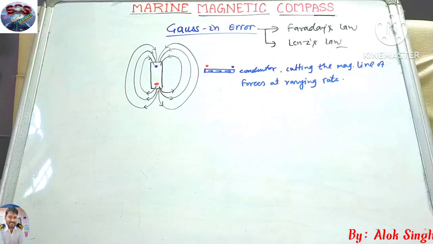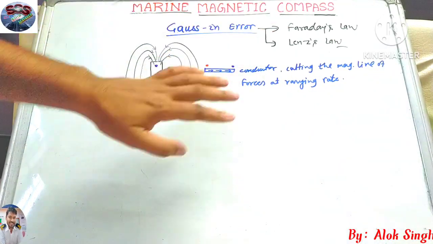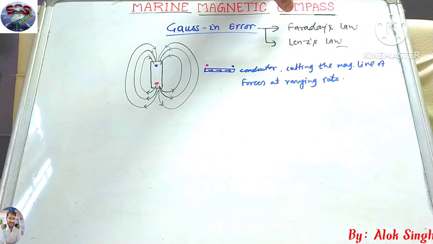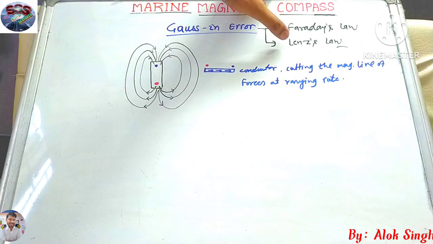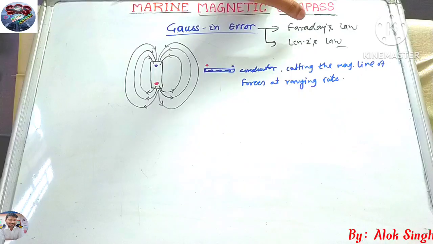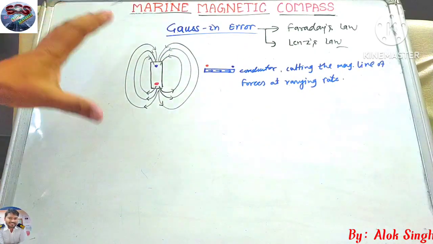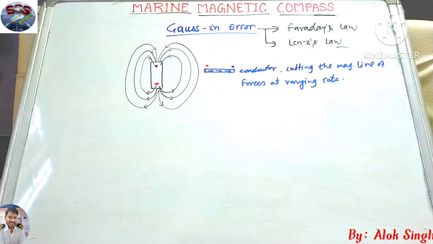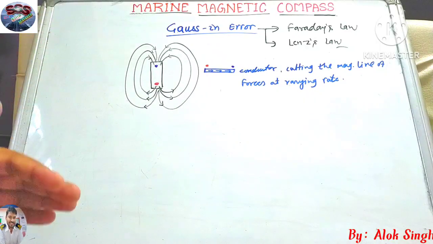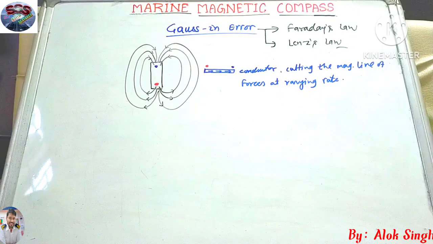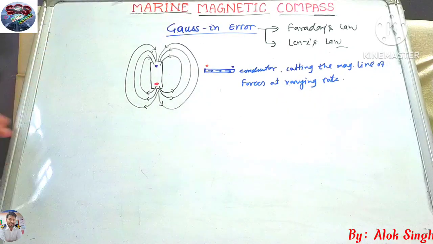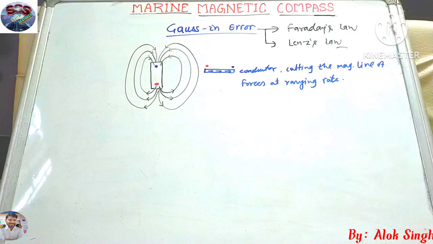Gaussian error was explained by two scientists. The first is Faraday, and the second is Lenz. First there was Faraday's law, and thereafter Lenz's law. I will dictate what this Gaussian error is. If you want, you can switch on the subtitles on YouTube and write from there, or I will dictate and you can write it. First we'll write it, and then I will explain. So what is this Gaussian error?